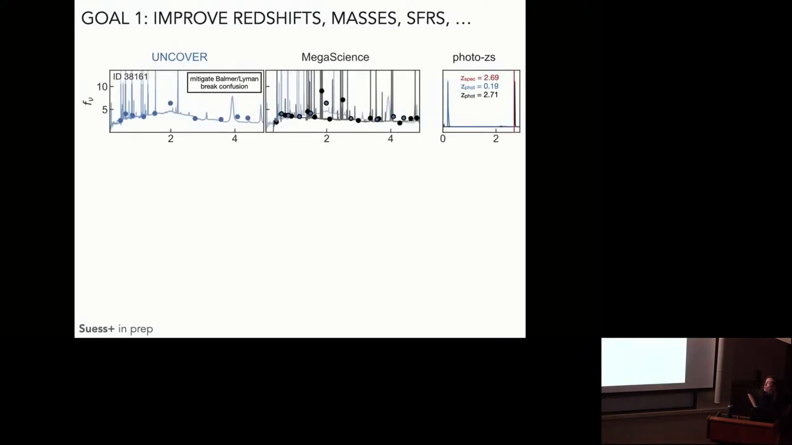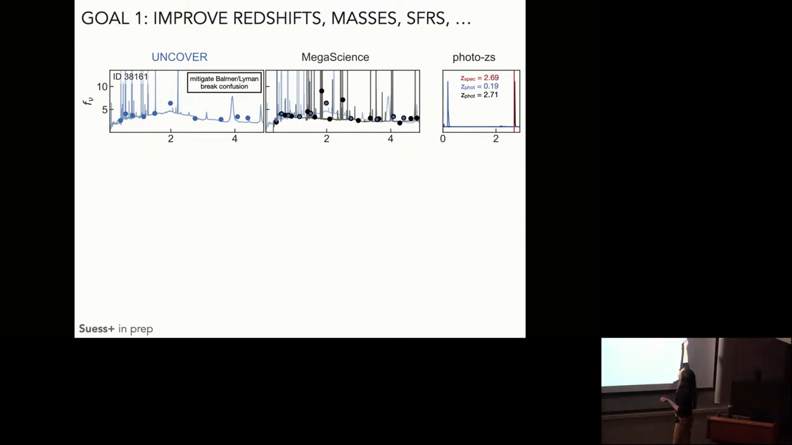And so our first goal of the survey is to get an improved understanding of the redshifts and masses and star formation rates of these distant galaxies. And so here I'm just showing you basically the improvement in a couple of example SED fits. So the left is from Uncover, our original observations. And so you can see the photometry, and then the light blue is a model fit to that. And then in the middle is adding in these dozen new filters from MegaScience.